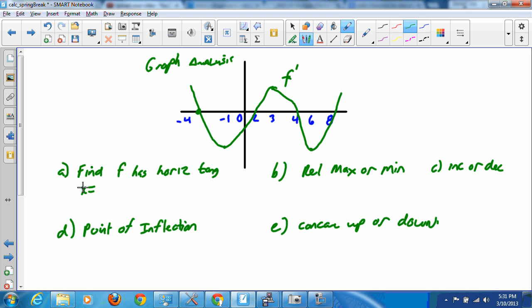Looks like when x equals -4, it crosses again at x equals 2, again at x equals 4, you can see it's 0 here, and then again at x equals 8. So those look like the horizontal tangents. So part A is going to help us with part B. We need to find out where we have a relative max or relative min, and perhaps drawing a sign chart might be helpful.